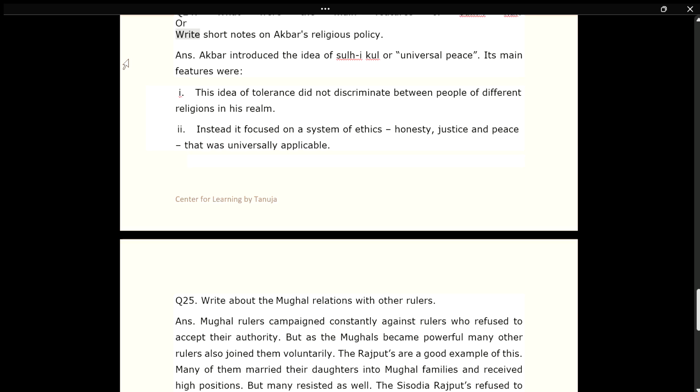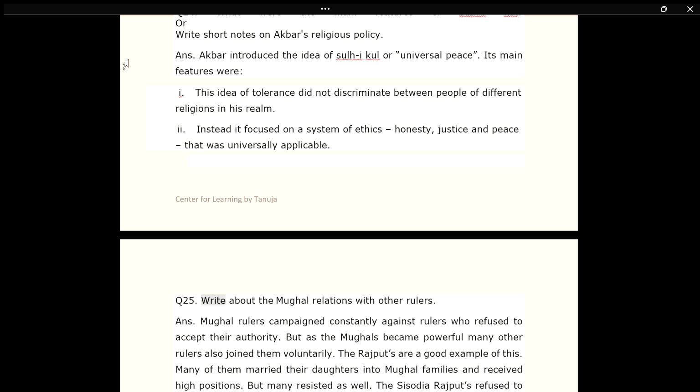Q25. What were the main features of Sulh-i-Kul? Or, write short notes on Akbar's religious policy. Ans. Akbar introduced the idea of Sulh-i-Kul or universal peace. Its main features were: 1. This idea of tolerance did not discriminate between people of different religions in his realm. 2. Instead it focused on a system of ethics, honesty, justice and peace that was universally applicable.